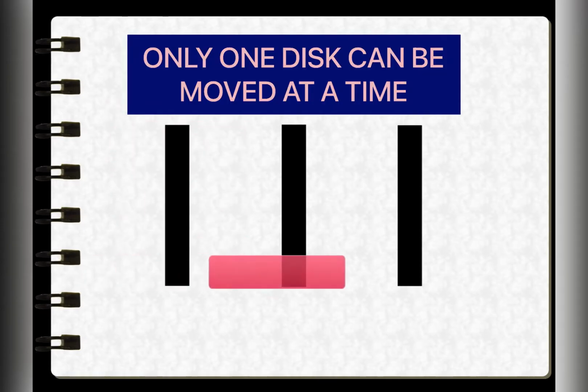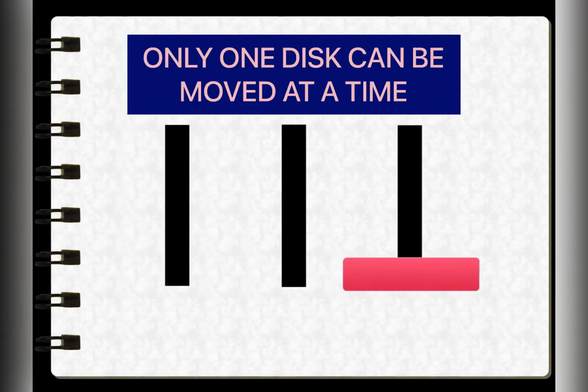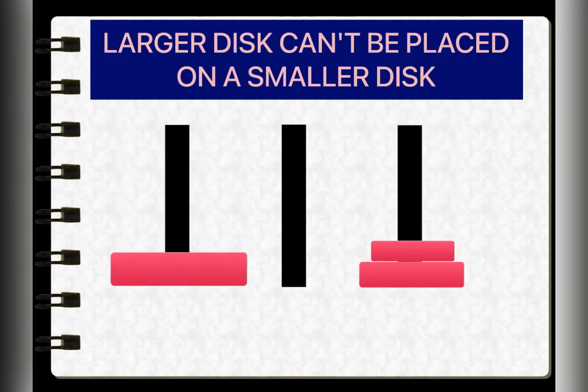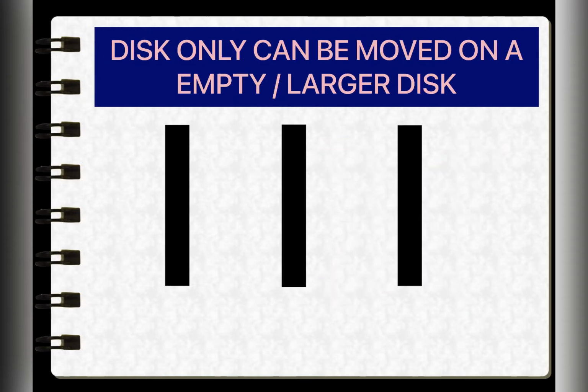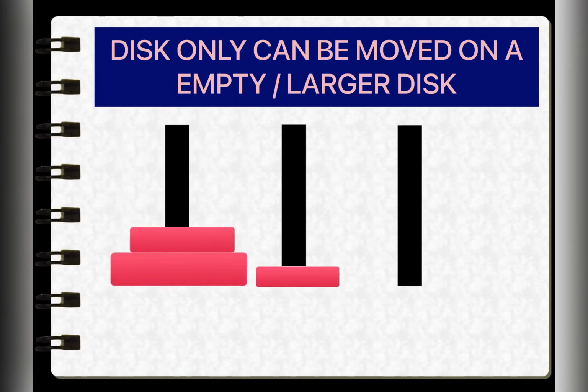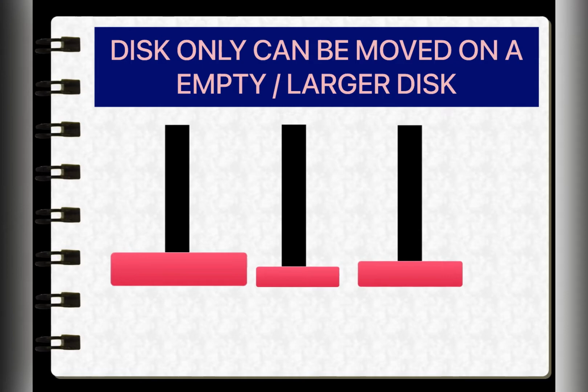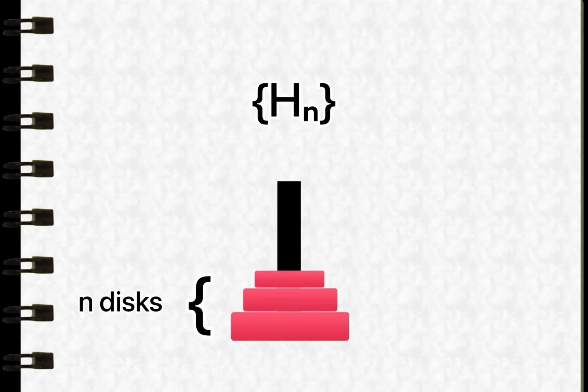Only one disk can be moved at a time. Larger disks cannot be placed on a smaller disk. A disk can only be moved onto an empty rod or a larger disk. Let us move to the explanation.